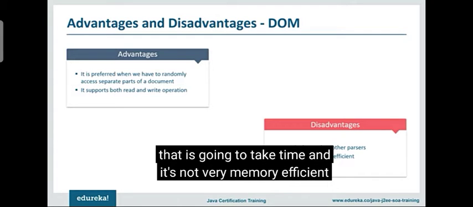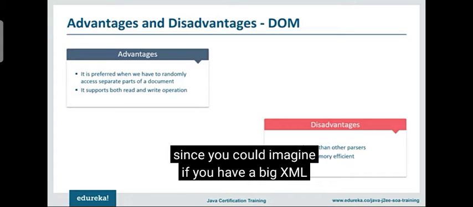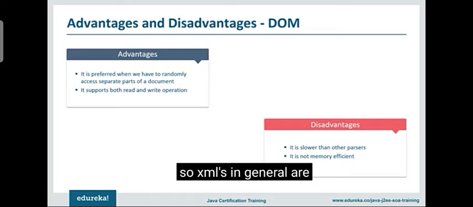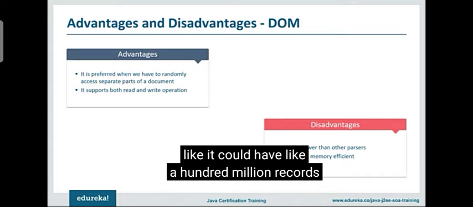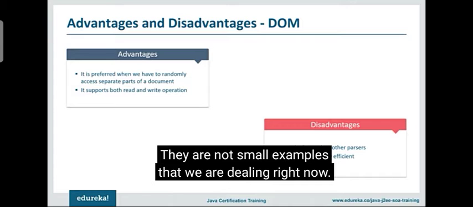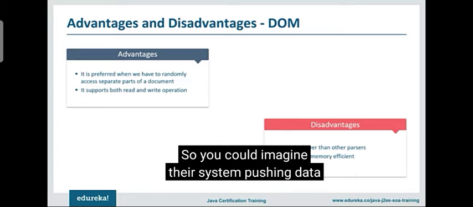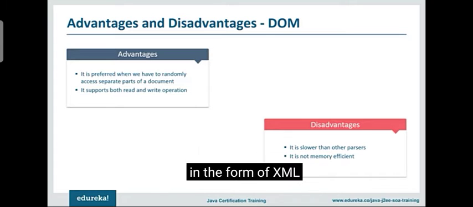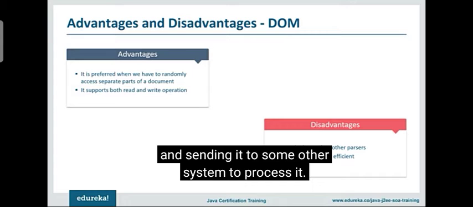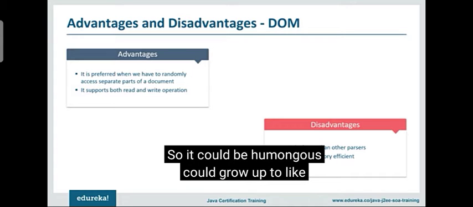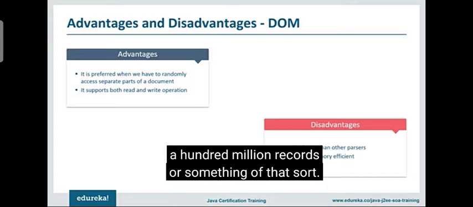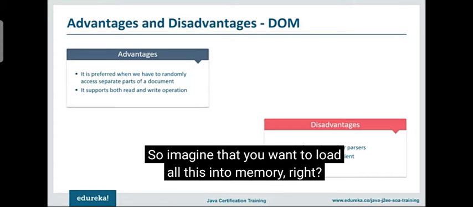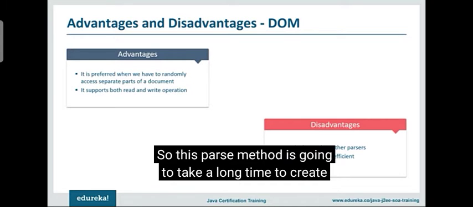And it's not very memory efficient, since you could imagine if you have a big XML. XMLs in general could have like 100 million records within. They are humongous, not the small XMLs that we are dealing with right now. They come from different systems. You could imagine a system pushing data in the form of XML and sending it to some other system to process it. It could grow up to 100 million records or something of that sort. So imagine that you want to load all this into memory and create a tree. This parse method is going to take a long time to create a tree.